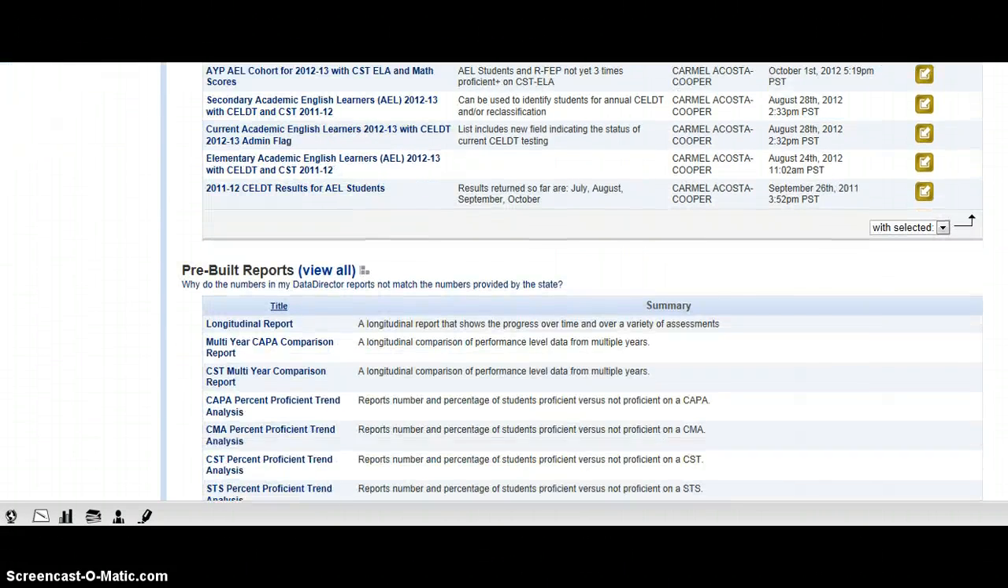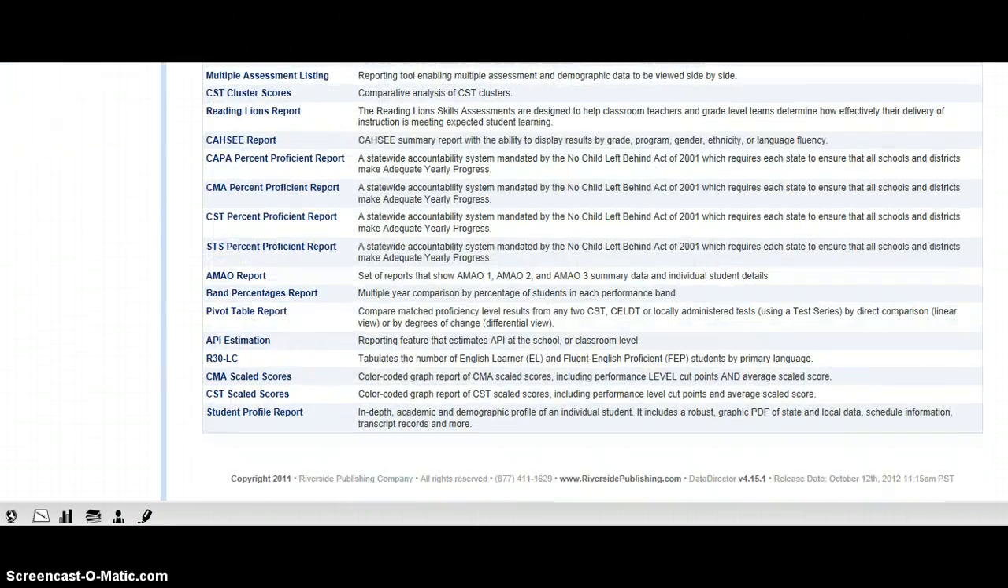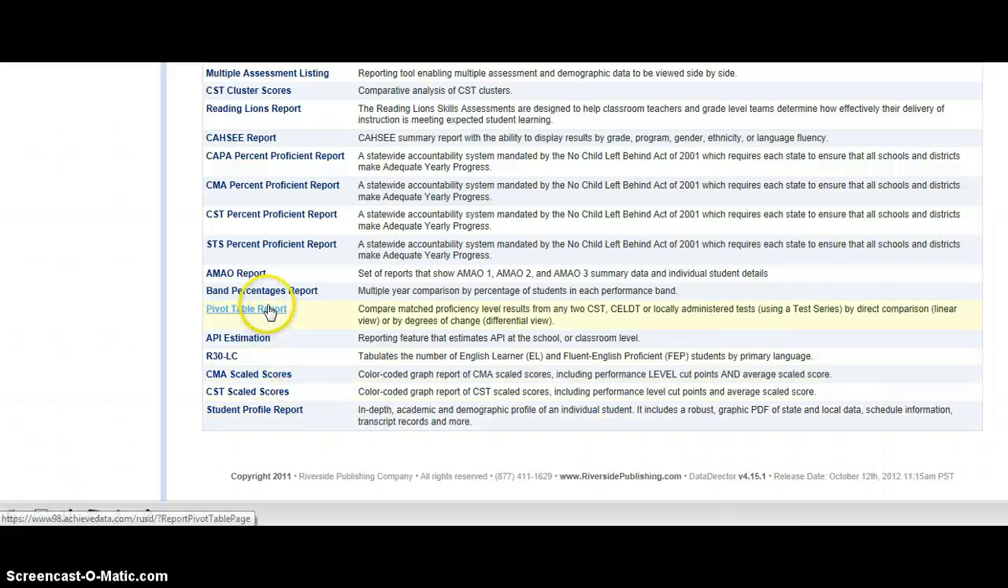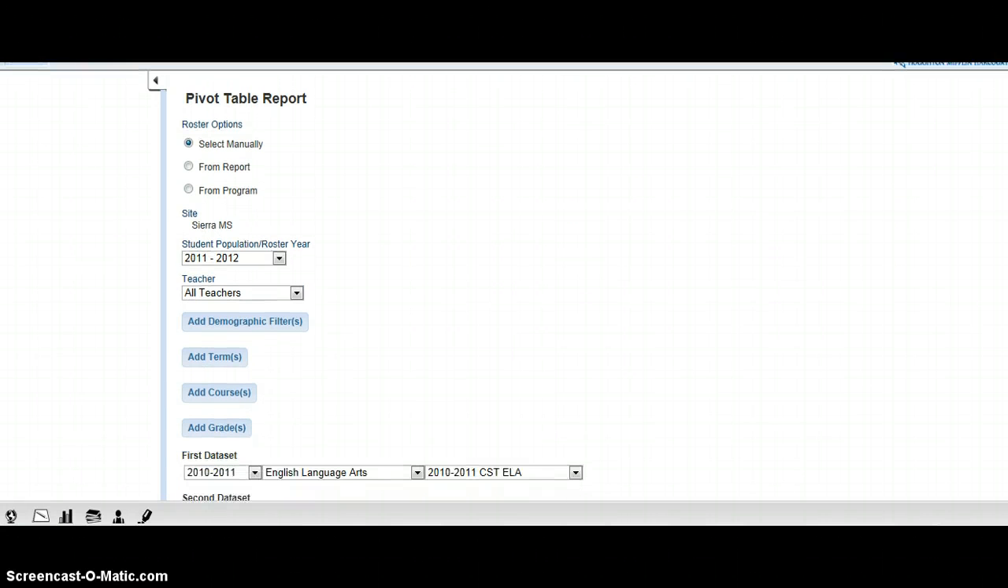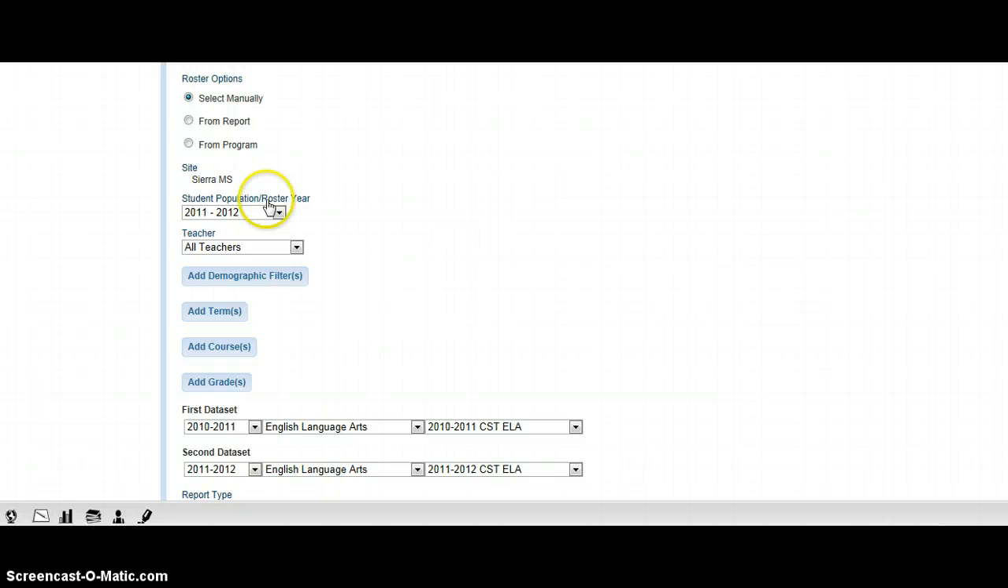I'm going to scroll to the bottom of the Report menu and click on Pivot Table Report. Once the pivot table report comes up, it'll give you different options. You want to use the student population from last year. I'm going to go ahead and look at all teachers, and I am going to look at language arts, how all students did at Sierra Middle School in language arts.